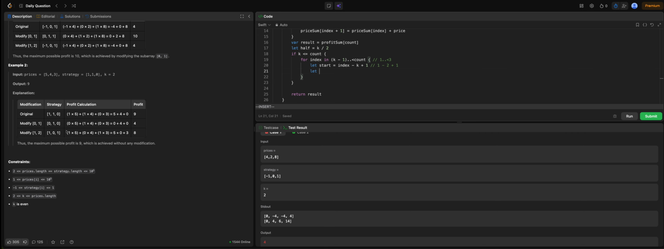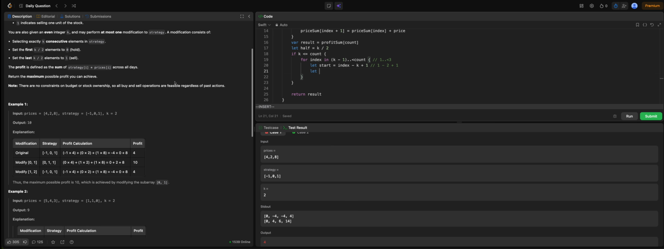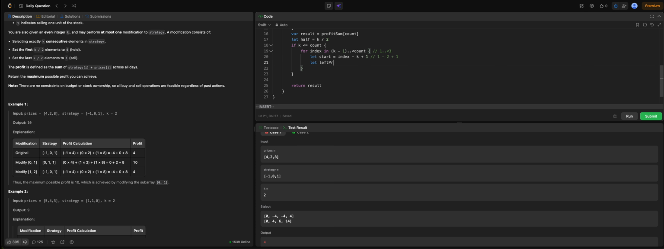What I'm doing is, since we have an index, we split the consecutive array into the left and right. So let's call it left profit initially. I will get the profit sum by using the start, because left technically starts from index 0. And then the right is a little bit different from what we know as the two-pointer approach. So let's call it the right profits.